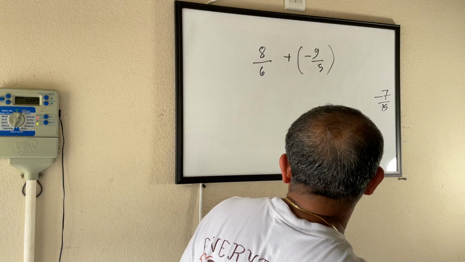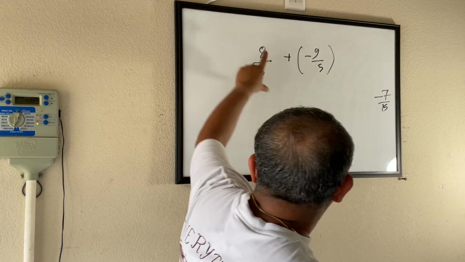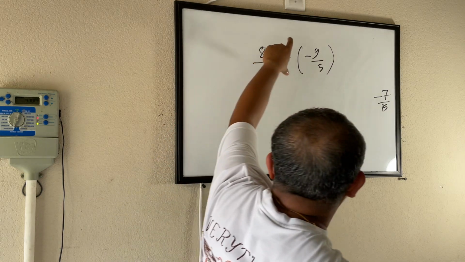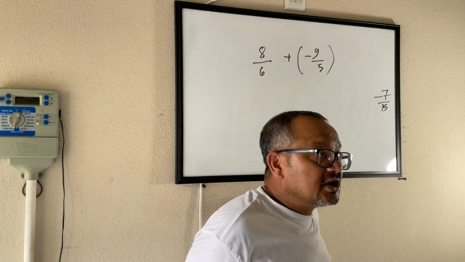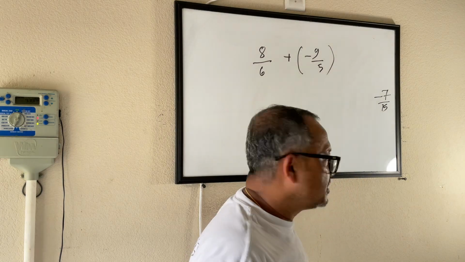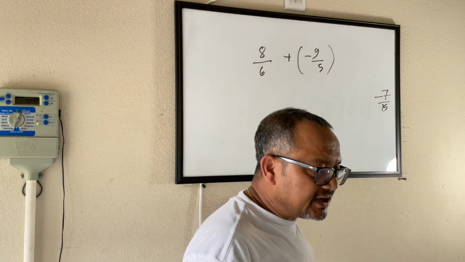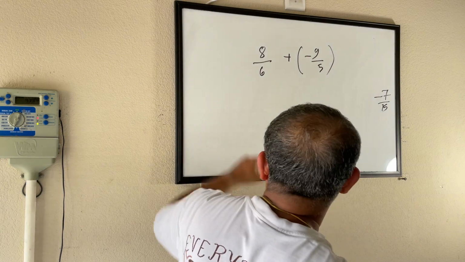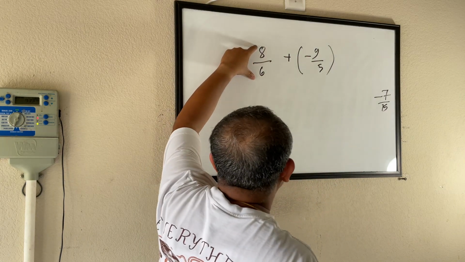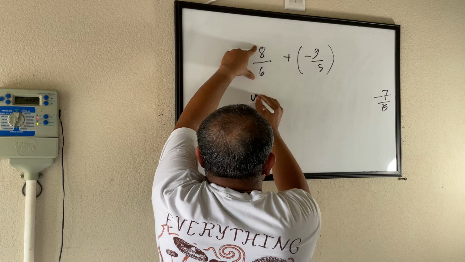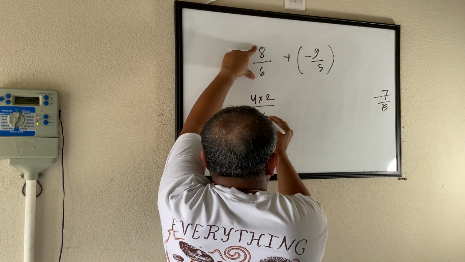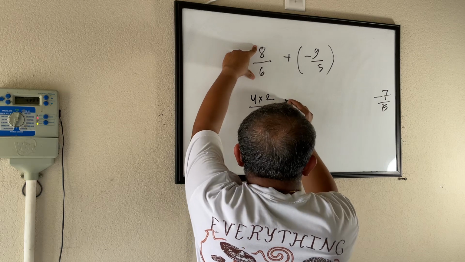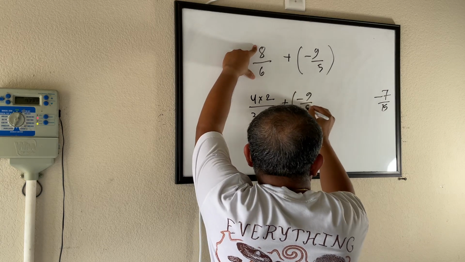So fine, let me try solving this one, because I'm eagerly waiting for the new set of problems that you might find more interesting. Here we are trying to solve 8 by 6 plus in bracket minus 9 by 5, and we have to solve it to the simplest form. So let's try making things a little simpler. How do we do that? Here 8 and 6 both are even numbers. 8 I can write as 4 into 2. 6 I can write as 3 into 2. Plus minus 9 by 5.